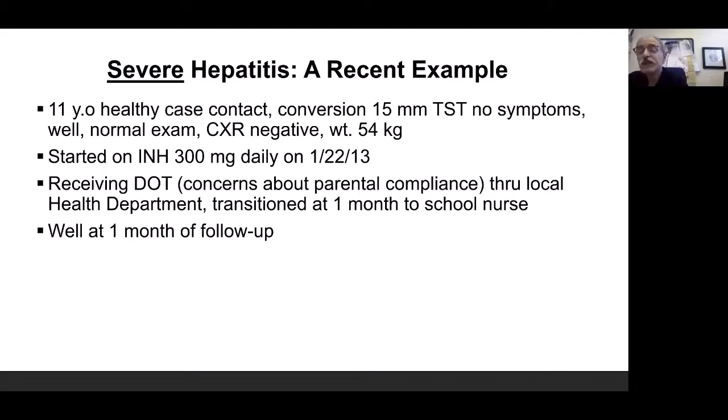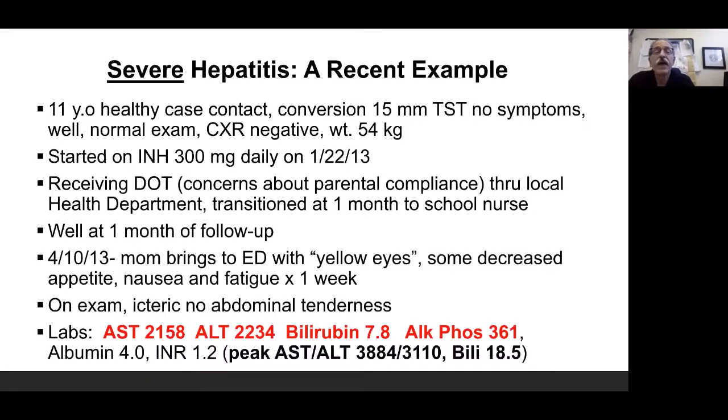She was well at a month when she was seen in the clinic. And then almost 3 months into her course of therapy, she was brought to the emergency room with yellow eyes, decreased appetite, nausea, and fatigue for about a week. She was icteric, and you can see that her liver enzymes were quite high here and continued to go up for a few days before they finally started to come down.